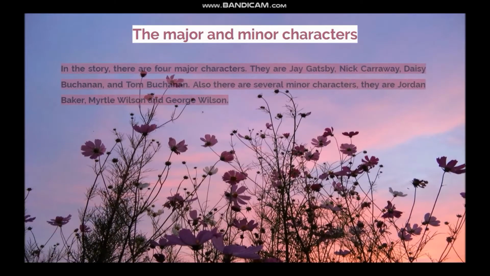In the story, there are four major characters. They are Jay Gatsby, Nick Carraway, Daisy Buchanan, and Tom Buchanan. Also, there are several minor characters. They are Jordan Baker, Myrtle Wilson, and George Wilson.